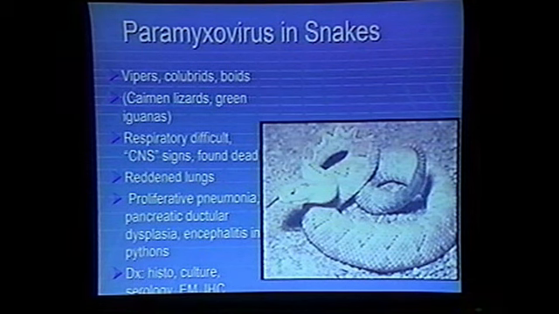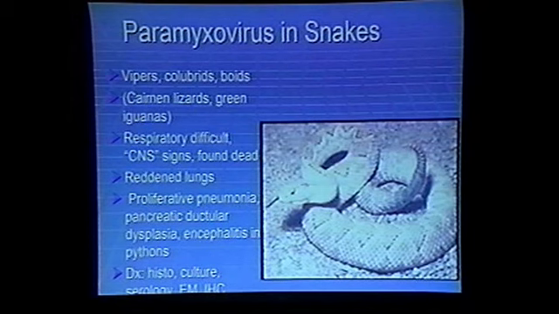Gross lesions include reddened lungs due to proliferative pneumonia and occasionally changes in the pancreas. Histologically, proliferative pneumonia and ductular dysplasia are seen. Proliferative pneumonia and ductular dysplasia in the pancreas, salivary glands, or bile ducts. Some snakes will also have encephalitis, particularly pythons. Diagnosis is by histopathology, culture, serology, electron microscopy, and immunohistochemistry.